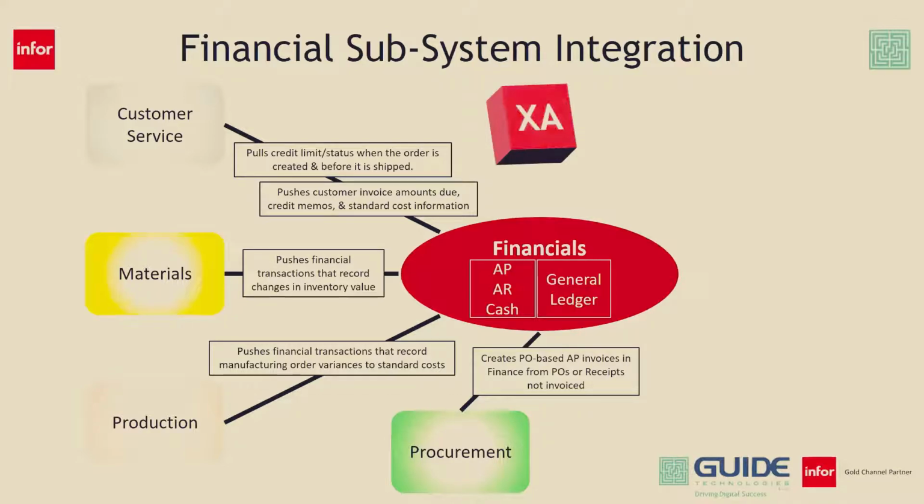On the material side, when material moves, same thing. It passes that transaction to the general ledger. Production, when manufacturing orders are complete, your variances to standard are passed, and procurement, when you have POs that are created, whether you invoice off of the PO or the receipt happens and you create the invoice off of the receipt, that information is staged.